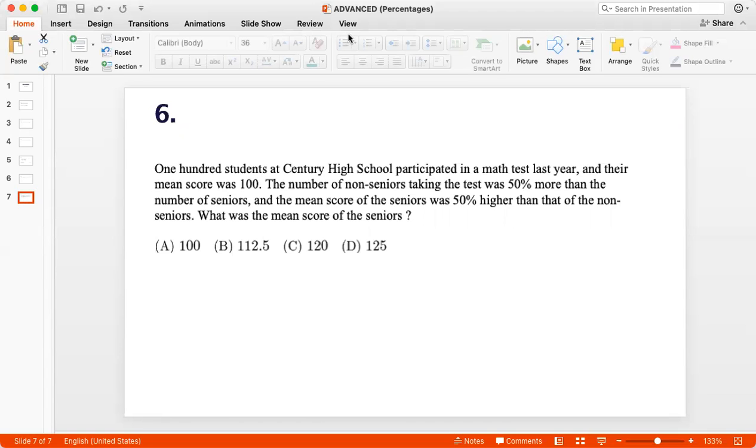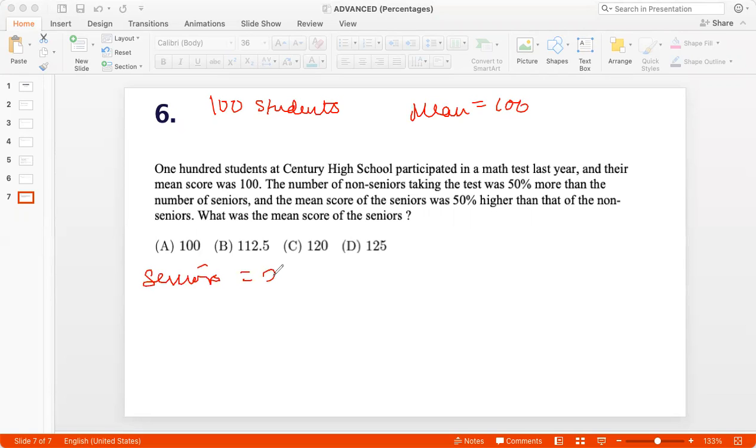Okay, number 6. 100 students at Century High School participated in the math test last year, and their mean score was 100. Okay, so there was 100 students, and their mean score was 100. The number of non-seniors taking the test was 50% more than the number of seniors. So let's say the seniors is X, then non-seniors is 1.5X, right? Because the number of non-seniors was 50% more than the number of seniors.